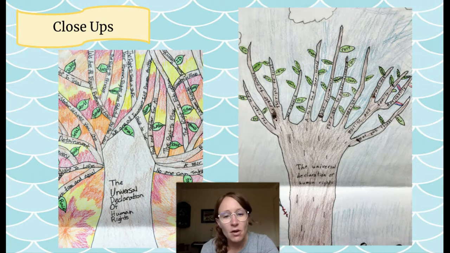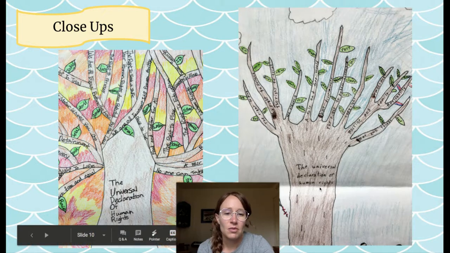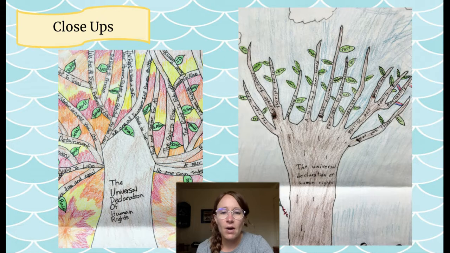But if you can hold it up closer to your face like I can, because I have the example, it is easy to read. He should have capitalized universal, declaration, and human rights since it is a proper noun because it's a document. But overall, each of these is a good example of how to create your human rights tree.